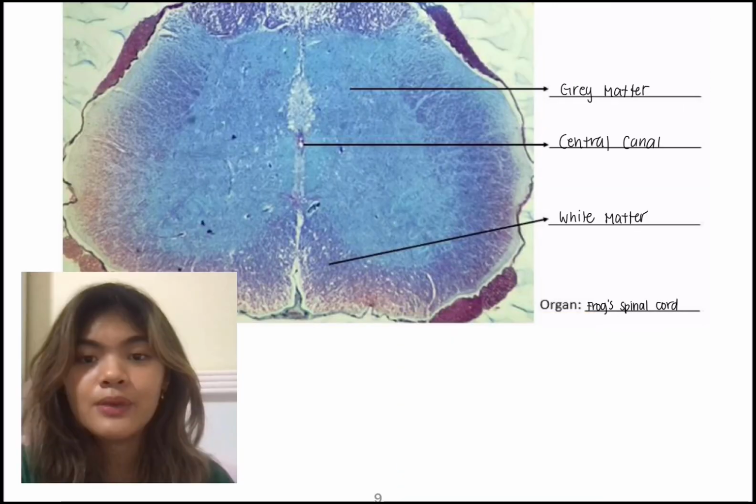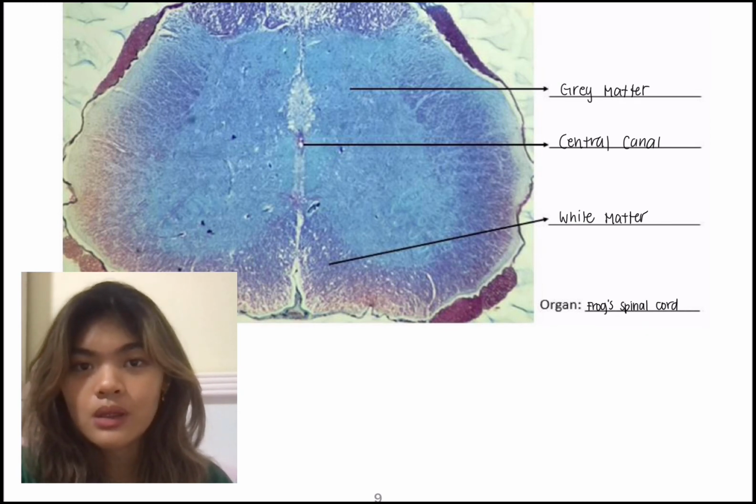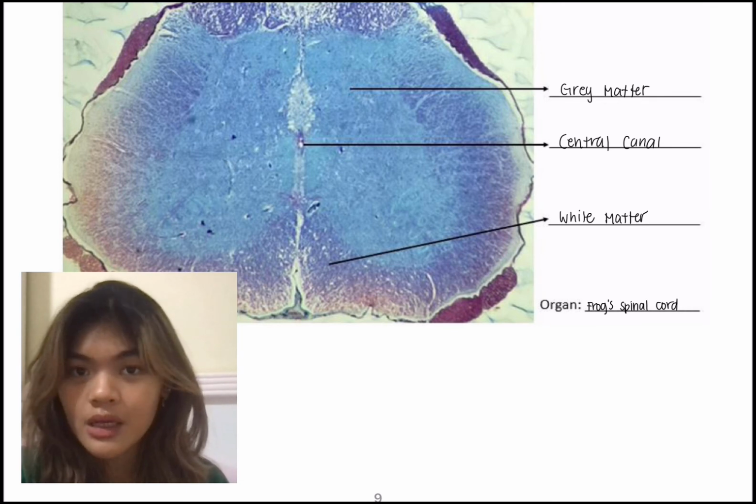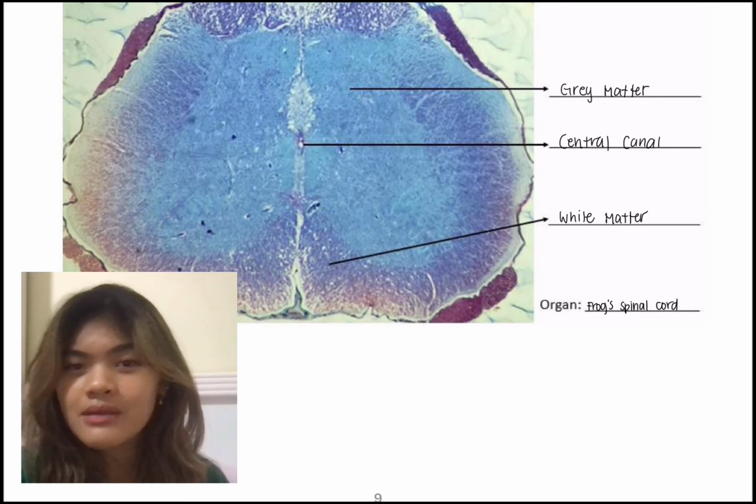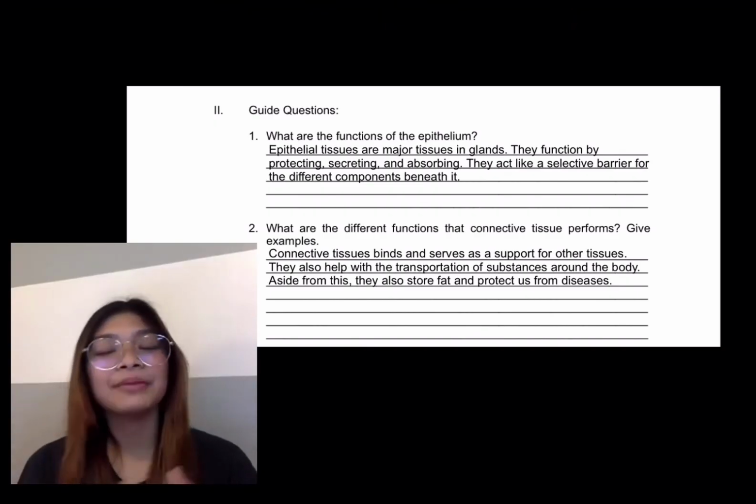artery's lumen. And we have the frog's spinal cord, and the small space in the center is called the central canal. The light blue area is called the gray matter, and the violet area lining the gray matter is called the white matter.